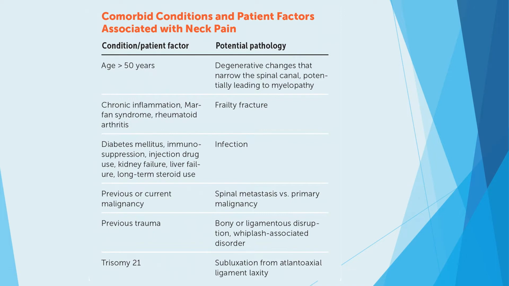If the patient has a history of malignancy in the past, pathology could be spinal metastasis versus primary malignancy. And if the patient has a history of trauma in the past, pathology could be bony and ligament disruptions. If the patient has a history of trisomy 21, pathology could be subluxation from atlantoaxial ligament.